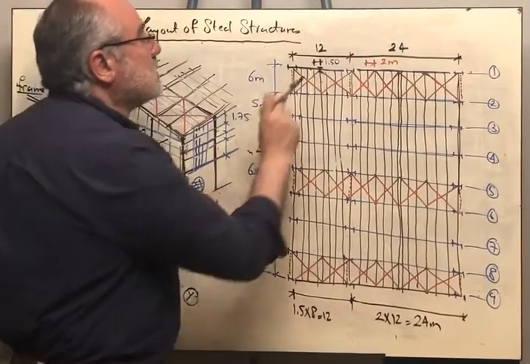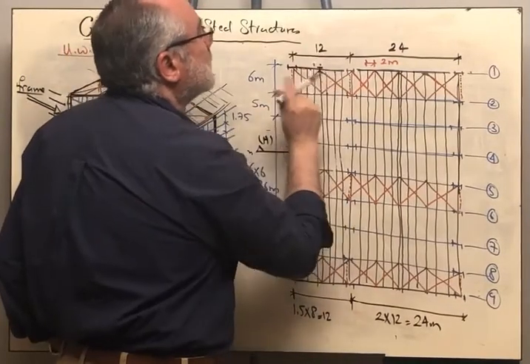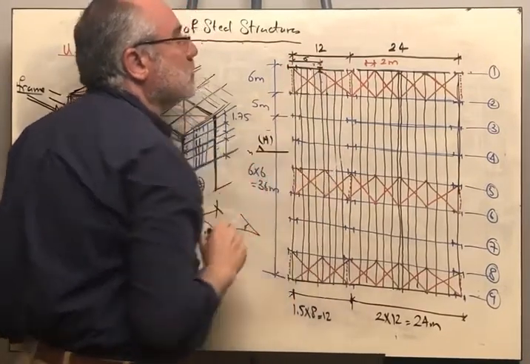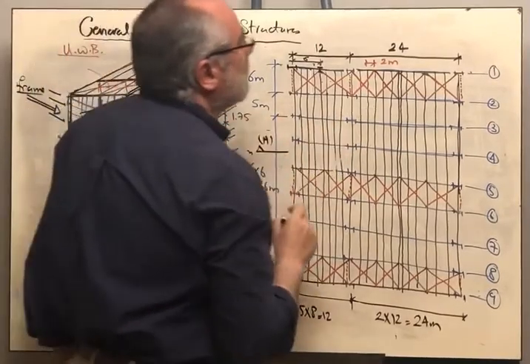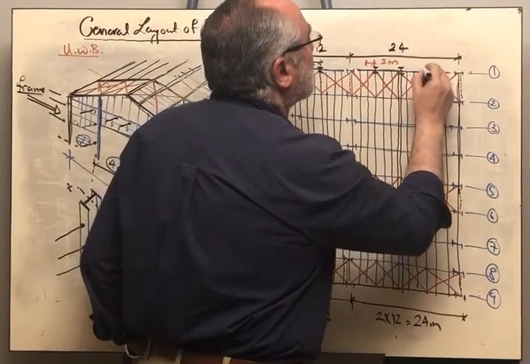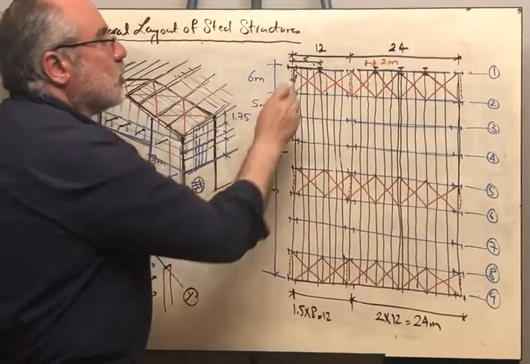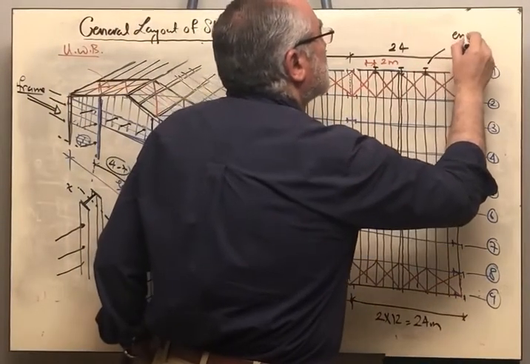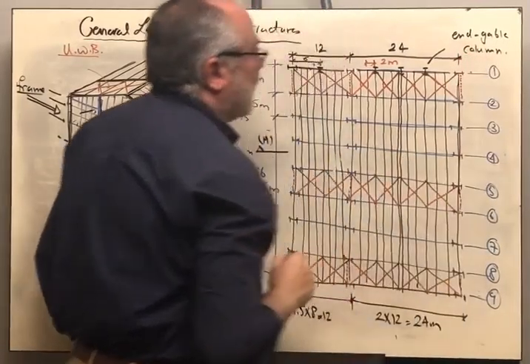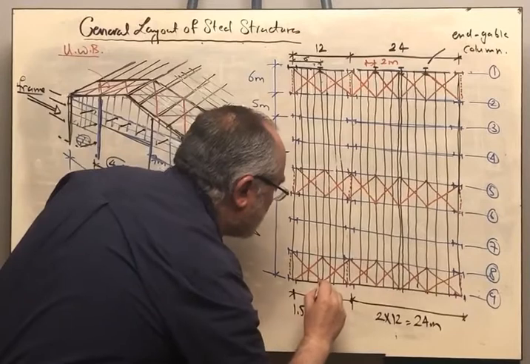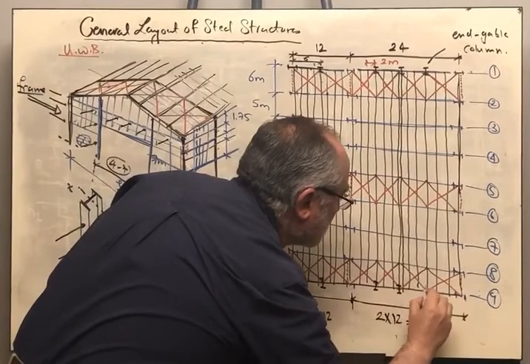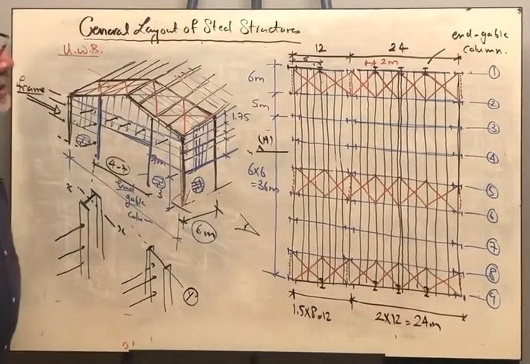Okay? So this span here is 6 meters. This distance here is 6 meters. Here we are having 24, so we can have a column here, and a column there. These columns are called the end gable columns. And also the same thing you will have on the other side. So this is a complete plan.